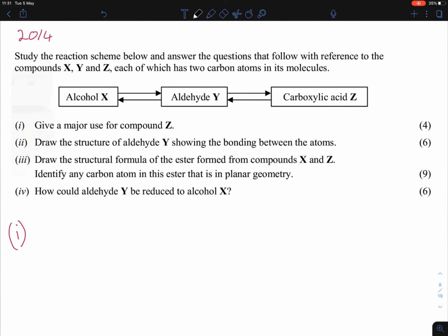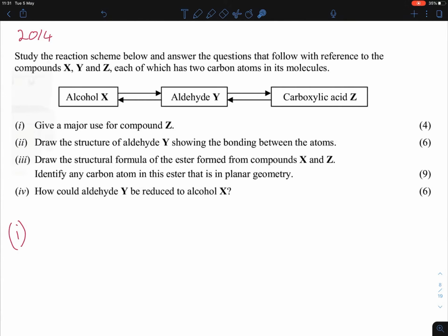Hi everybody, so this is Bite Size Chemistry Part 2 for Organic Synthesis, and we're going to look at a 2014 reaction scheme here. So starting off, we're asked to give a major use for compound Z. So compound Z is a carboxylic acid. Now it doesn't state what carboxylic acid it is, so you have to figure that out.